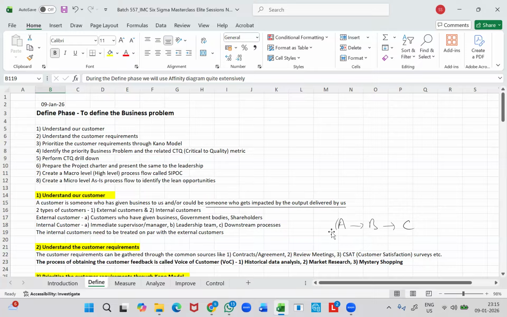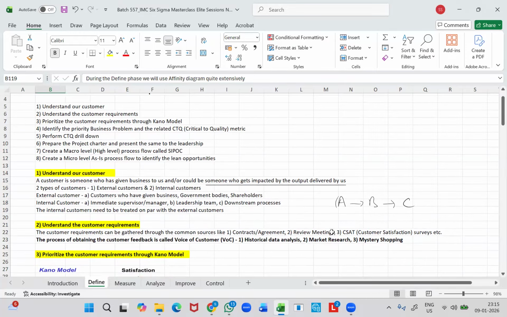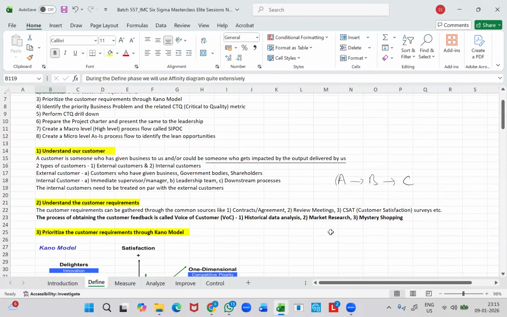And once we have understood our group of stakeholders or customers, we also need to understand their requirements. The customer requirements can be gathered through various sources. The most commonly used sources are contracts or agreements, the review meetings that we conduct with the customers on a periodical basis, and the CSAT surveys, the customer satisfaction surveys.